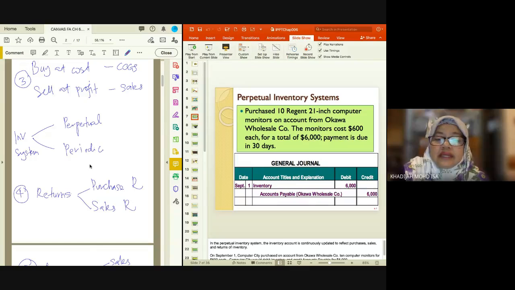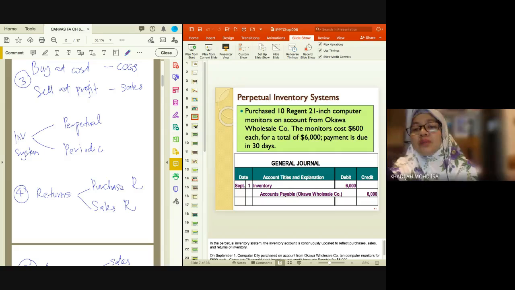Yes, ma'am. All right. Then the next one: remember that the cost of the monitor is 600 ringgit per unit. You have to remember that, because that is the cost of your inventory. So when you purchase, this would be the entry.